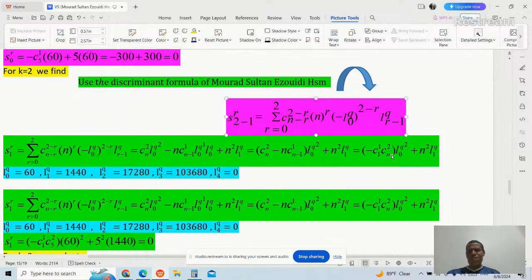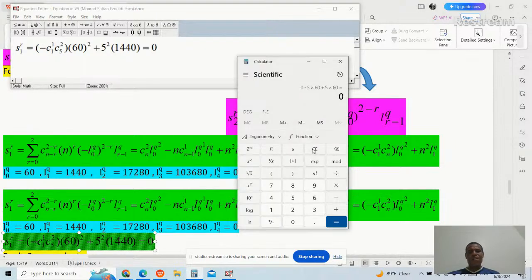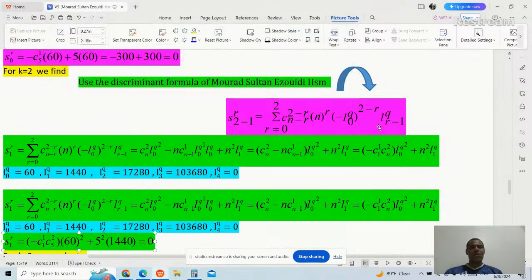Now, after calculation, learners, you will calculate the value of this. I will obtain this one. You can use your calculator. You will see that this is the value of S1. S1 is 0. I will just write negative 10 because combination 5 choose 2 is 10, times 60 squared means 3,600, plus 25 times 5 squared, plus 25 times 1,440. This one, learners, is equal to 0. Therefore, S1 equals 0. Now, I'm going to find S2, learners.